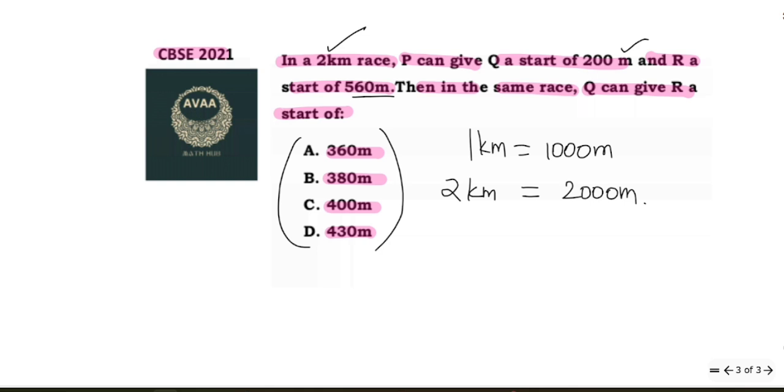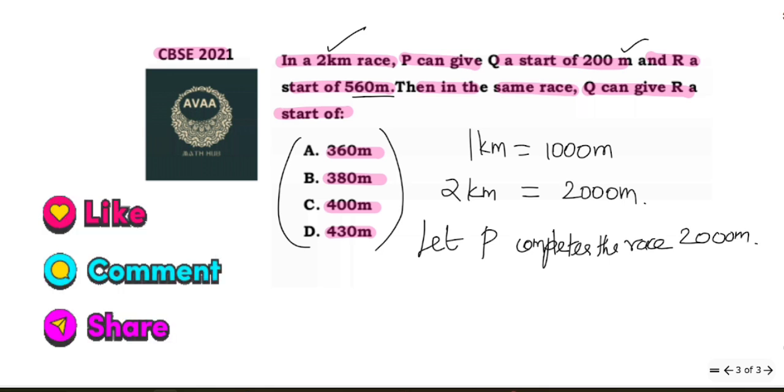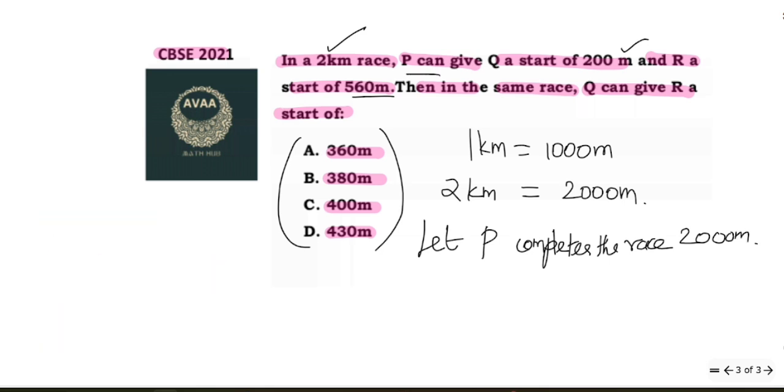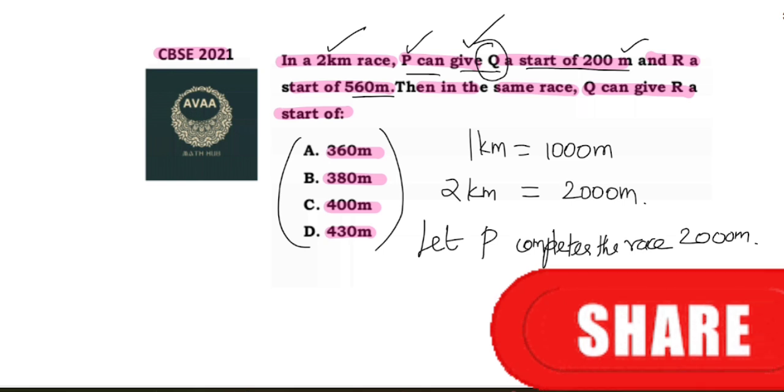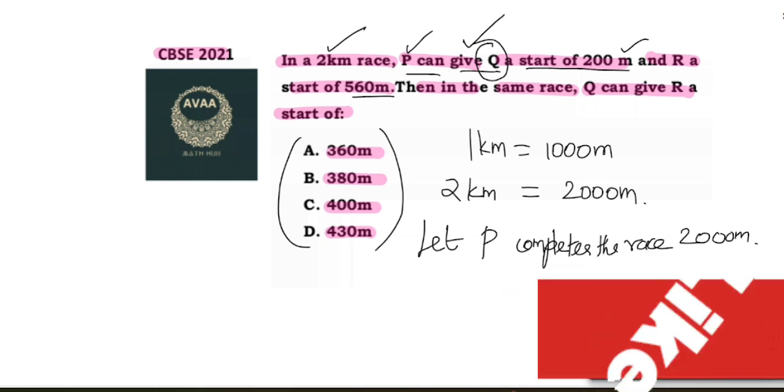We'll assume that P completes the race, 2000 meter. P can give Q a start of 200 meter. That means what? P is leading our Q by 200 meters. That is the meaning.